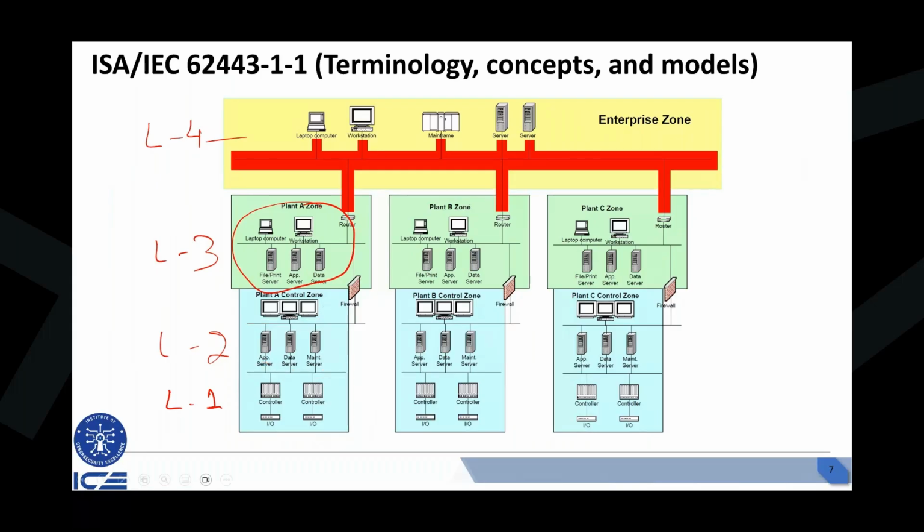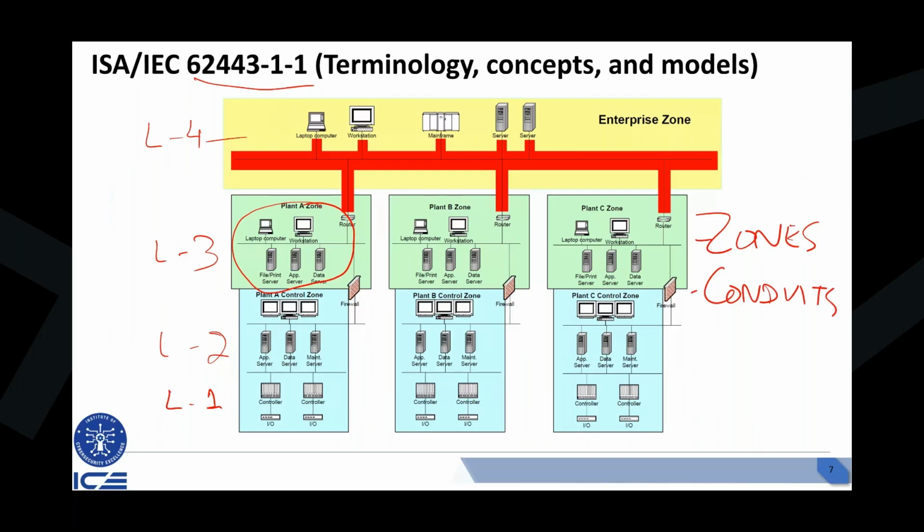62443-1-1 defines the criteria through which you identify or classify or segregate your facility into zones and conduits. So this is one more topic that is a very important concept from a 62443 perspective. The concept of zones and conduits is defined in 62443-1-1. We've talked about the zones.